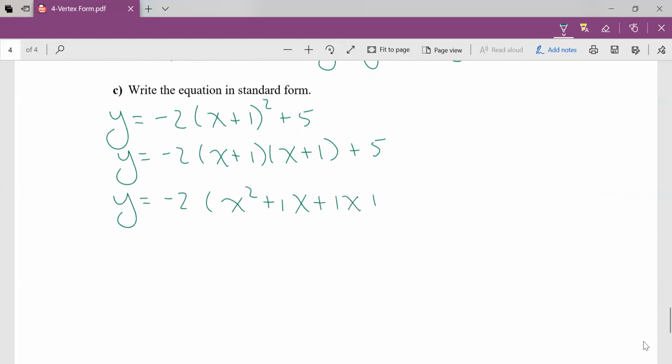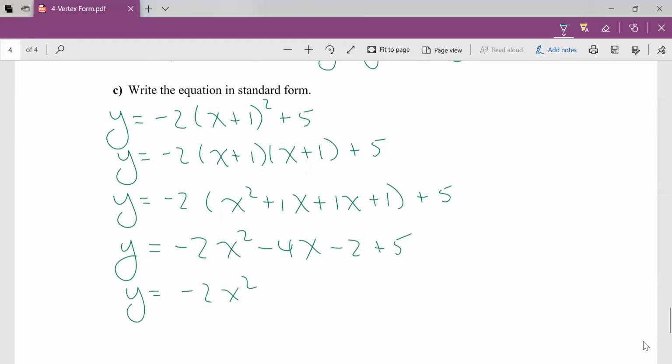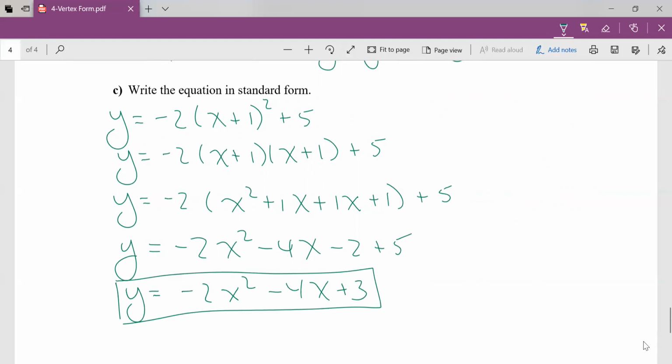So now you multiply it out, right? Just like that. Again, distribute. Some of you like to use the word FOIL. And then we distribute in this -2. So we're going to get -2x squared minus 4x minus 2 plus 5. And y is equal to -2x squared minus 4x plus 3. There it is. There's my equation in standard form. There's my equation in vertex form.